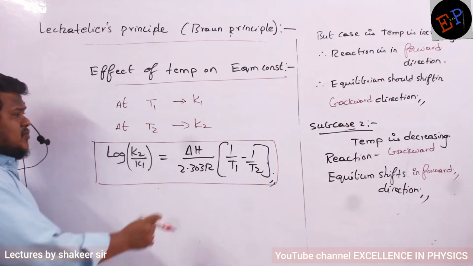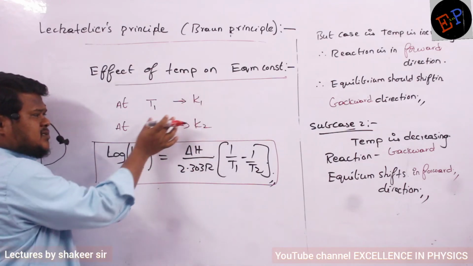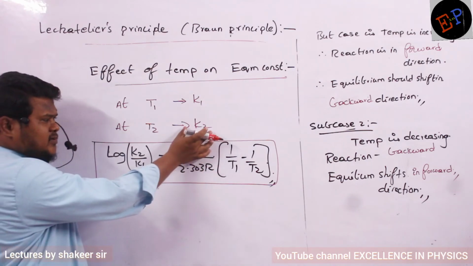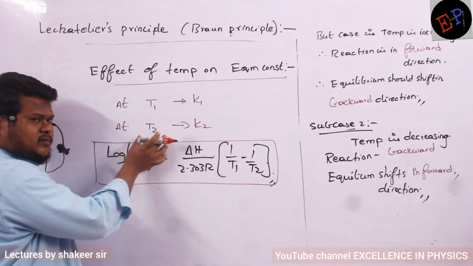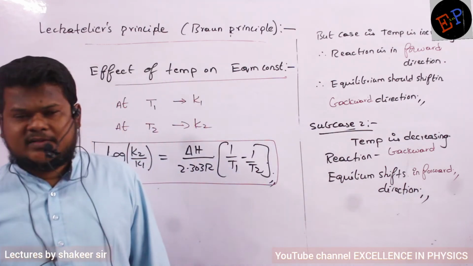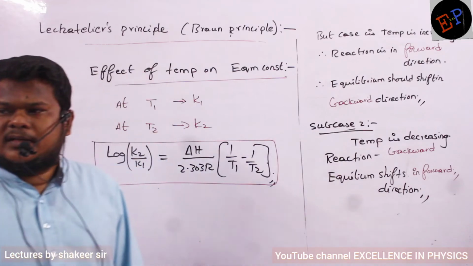So, what is K1? This is the equilibrium constant at a temperature of T1. Understood? And what is K2? K2 is the equilibrium constant at a temperature of T2. Already we discussed that K value depends on temperature. So, if temperature changes, definitely K value also will change.